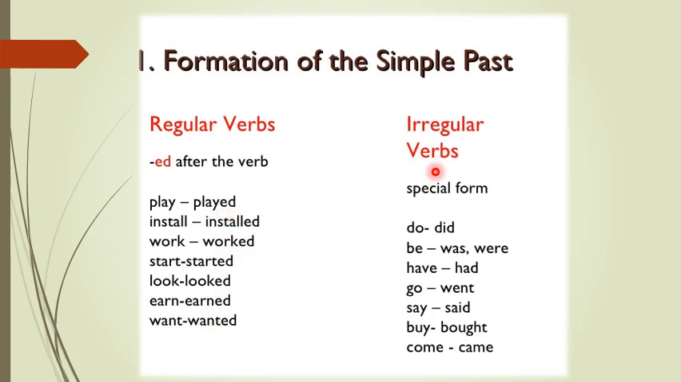Now let's see some irregular verbs. Do, did; be, was; have, had; go, went; say, said; buy, bought; come, came. Now we can notice that every second form is different from the first form because they change their forms in spellings and formation.